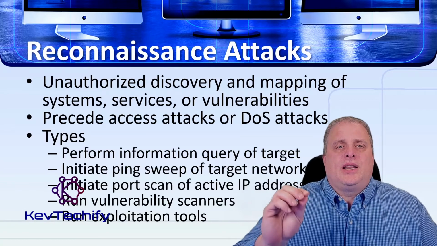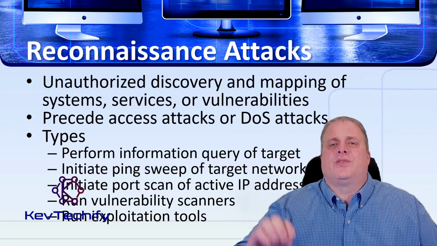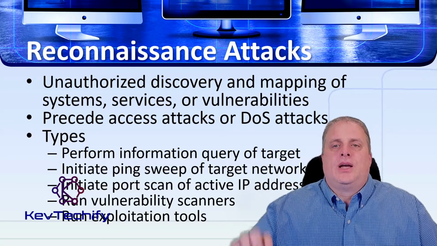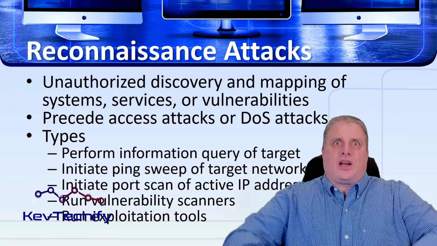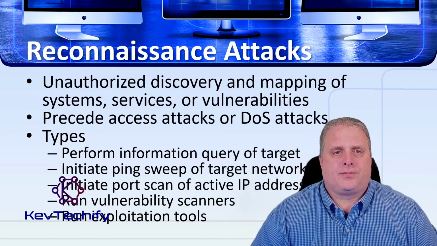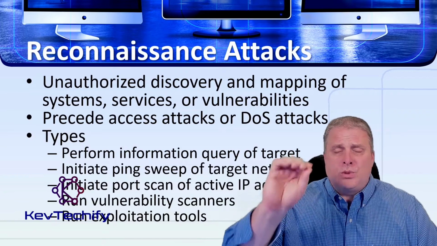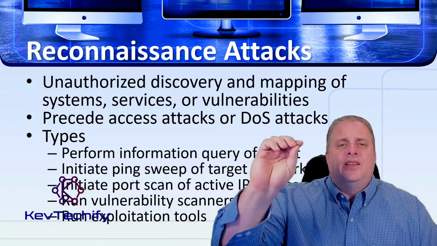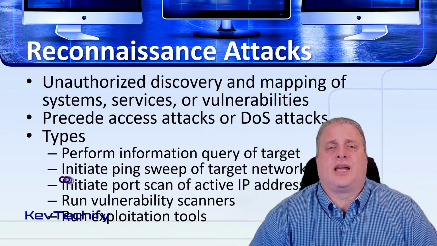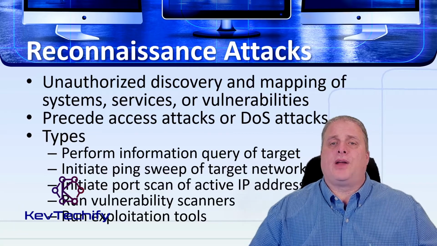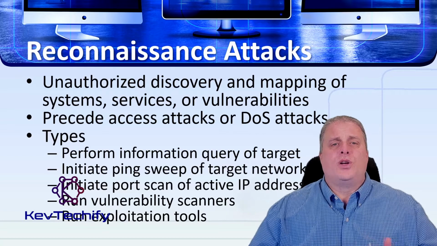Now, initiating that ping sweep of a target network: the information query here usually reveals the target's network address. The threat actor can now initiate a ping sweep to determine which IP addresses are active on that entire network. Then, initiating a port scan of active IP addresses. Once you've found all the active IP addresses, this is used to determine which ports or services are available. Examples of port scanners include Nmap, SuperScan, Angry IP Scanner, and NetScan Tools. So it'll identify which ports are open.